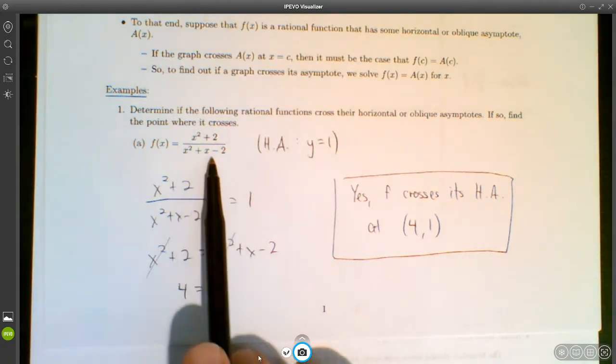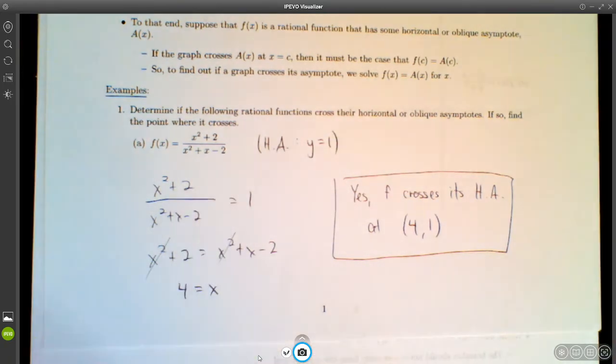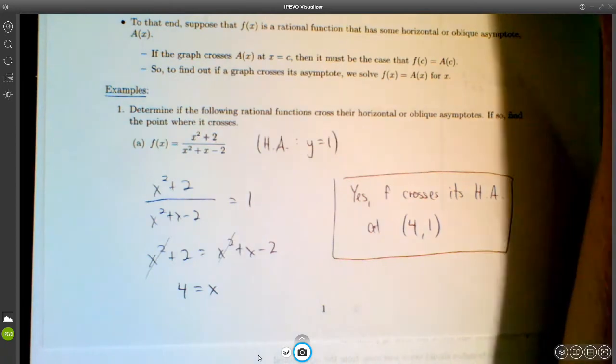But that's not what we have in this case. 4 does not make the denominator 0, right? 4 is not a 0 of the denominator. So yeah, this is definitely going to cross its horizontal asymptote at (4, 1). Let's do another.